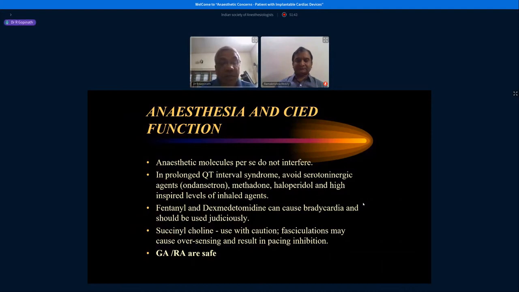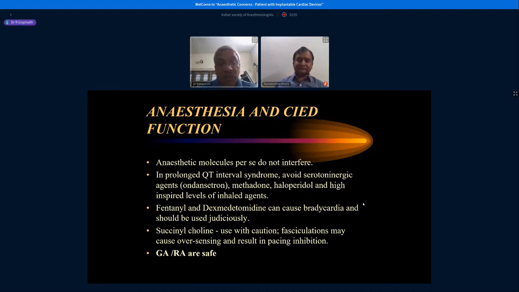Again, molecules like fentanyl and dexmedetomidine cause significant bradycardia, especially in higher doses, or dexmedetomidine when you give a large bolus dose to start with. So you should use them very judiciously in the presence of a CID.